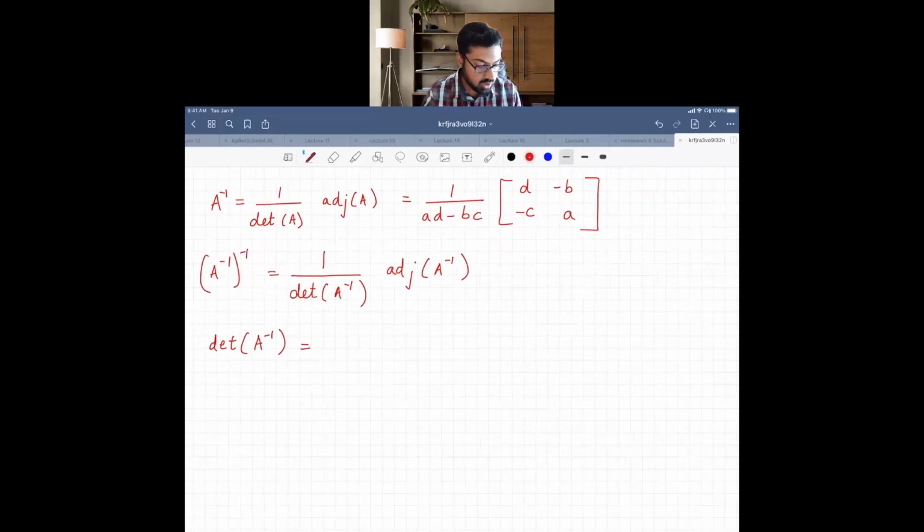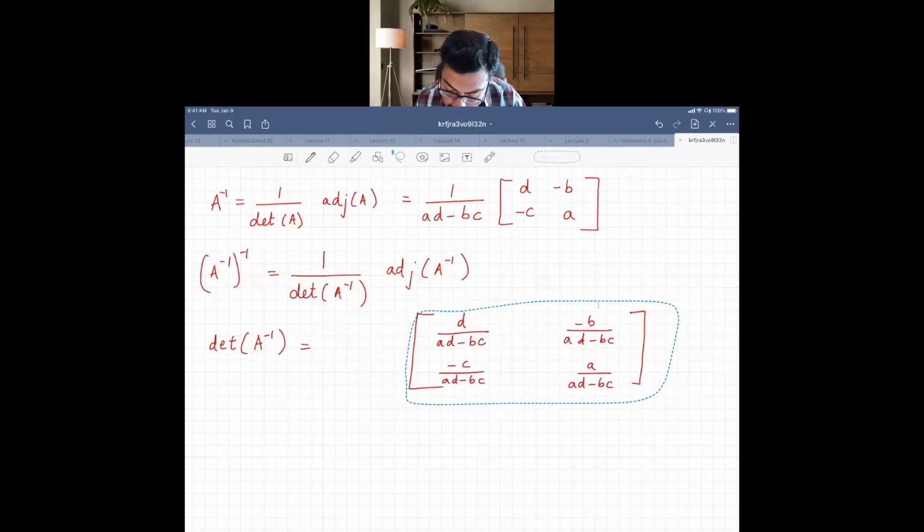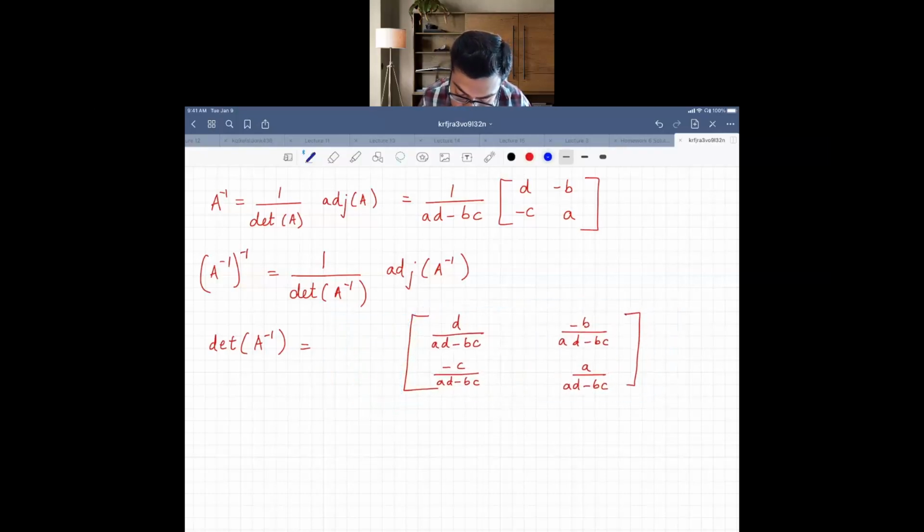I can take the AD minus BC into the matrix. So the way I do scalar multiplication is element by element. So each element gets divided by AD minus BC. Over here I have minus B divided by AD minus BC. And over here I have minus C divided by AD minus BC. And over here I have A divided by AD minus BC. So for this matrix, I'm trying to find the determinant, right? So I'm going to move this over here and I'm going to say I'm trying to find the determinant of this guy.